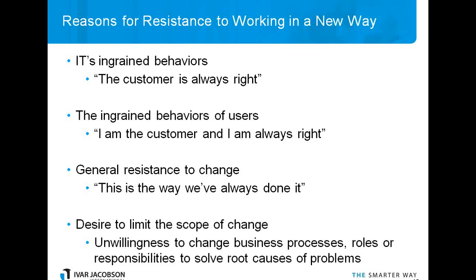Now, we can also get general resistance to change. People might just say, well, I don't know why this process is this way. This is just always the way we've done it. So in that particular case, they may not be the right person to be talking to, or they might not have enough understanding of it. But certainly they're expressing a resistance to change in general, which you'll have to figure out a way to overcome. And then sometimes a desire to limit the scope of the change, so they may not feel empowered to change the business process, even though that might be the right solution.